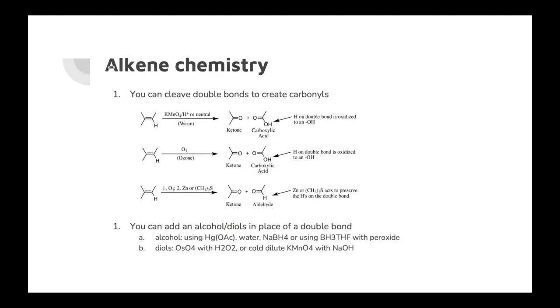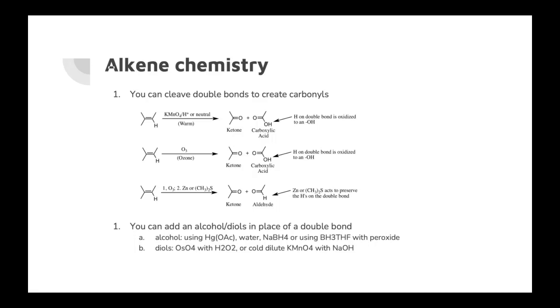We also had some alkene chemistry from the end of OChem 1. There are a few ways to make carbonyls. The first is to use warm or acidic or concentrated KMnO4. And that will basically cleave into a ketone if it's fully substituted, or a carboxylic acid if it wasn't fully substituted. You can do the same thing with ozone or O3.